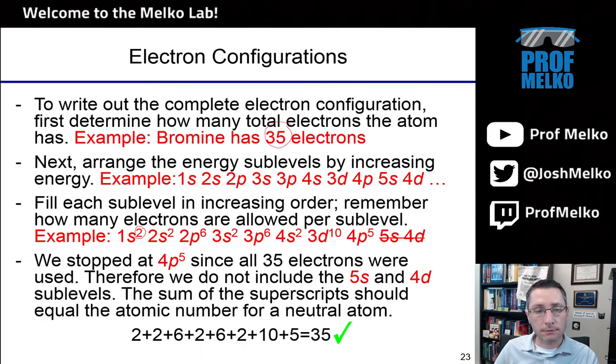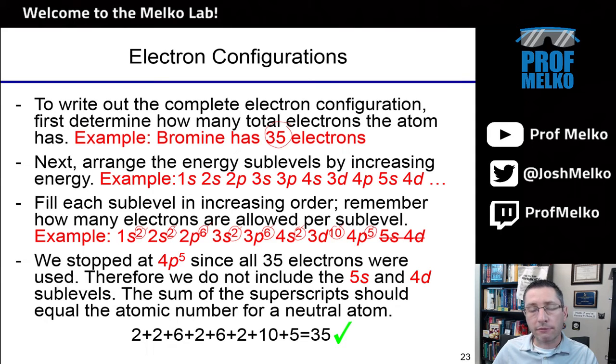Moving on to 2s, 2 electrons fit. Moving on, next is 2p, 6 electrons fit in the p orbital, or p sublevel. Next is 3s, 2 electrons fit there. Then 3p, 6, 4s, 2, 3d, 10. And I have a maximum of 35 electrons. So far I've used 2, 4, 10, 12, 18, 20, 30. So I have 5 more electrons to go.